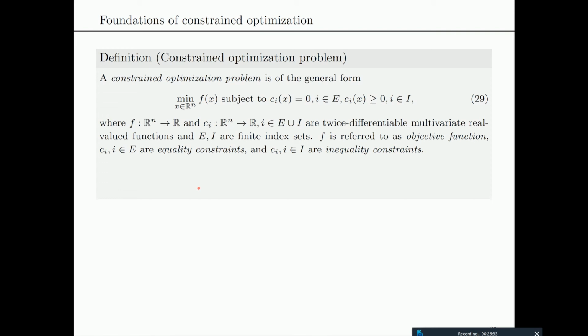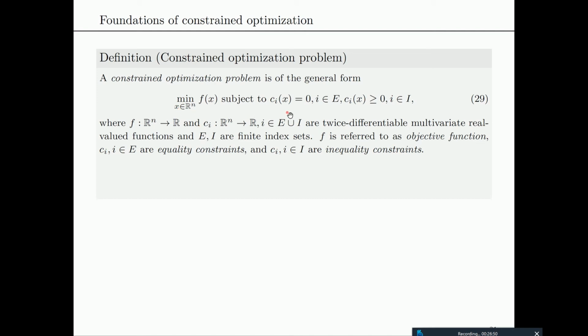Good. So what is a constraint optimization problem? A constraint optimization problem has this general form. You have a function that is usually multivariate and real valued, and you want to minimize this function over its input space.